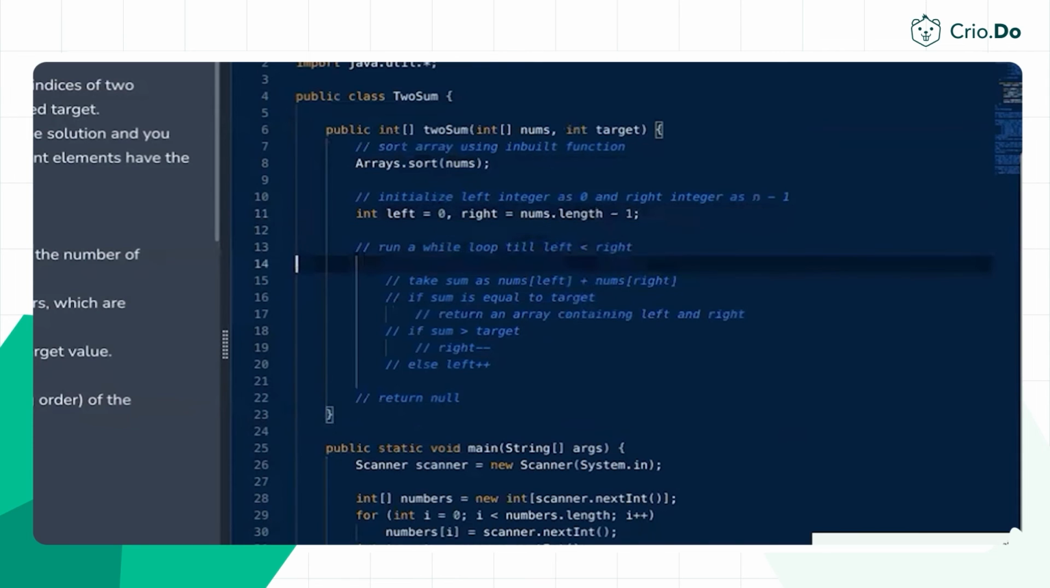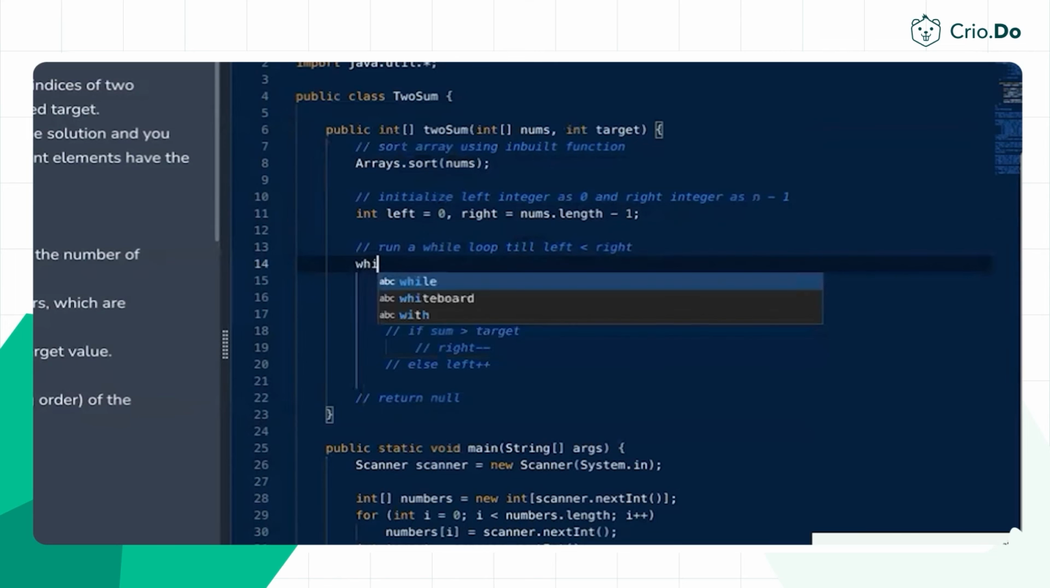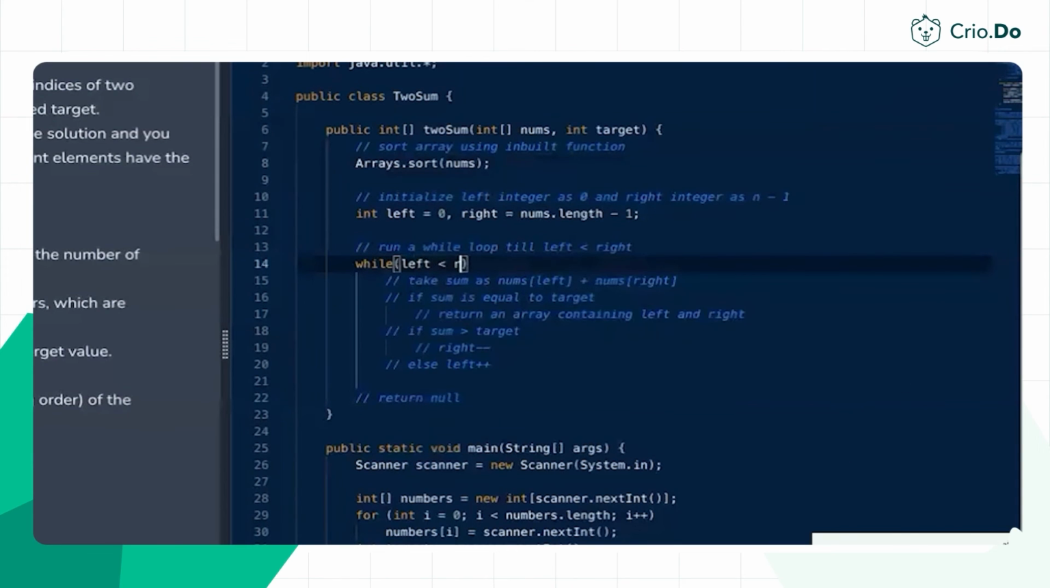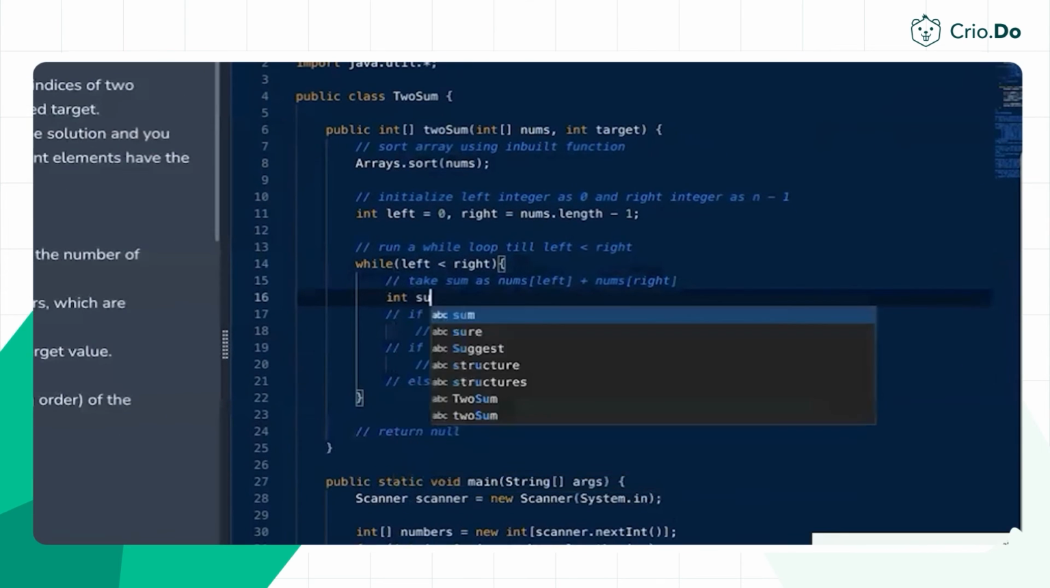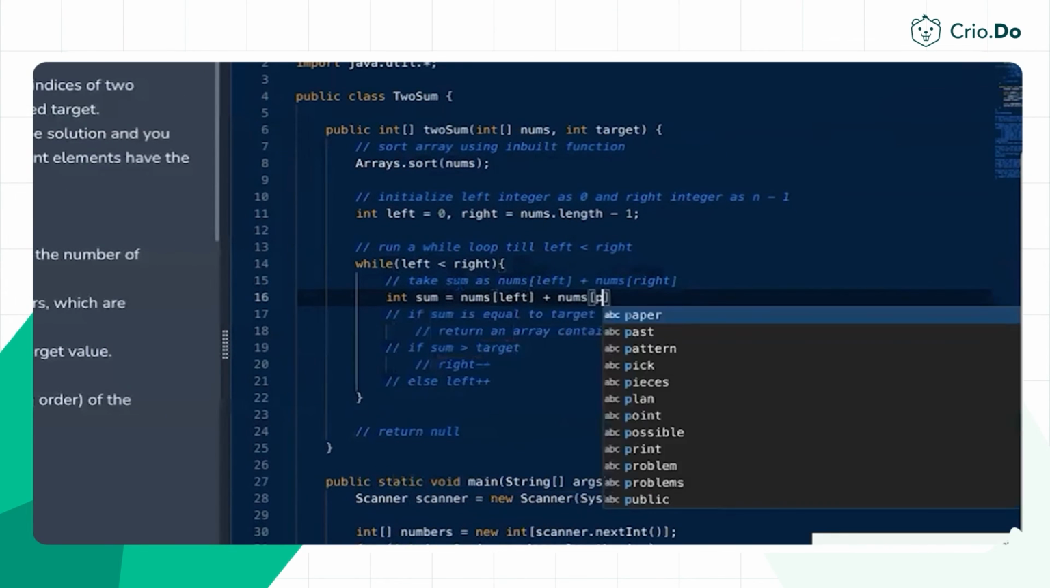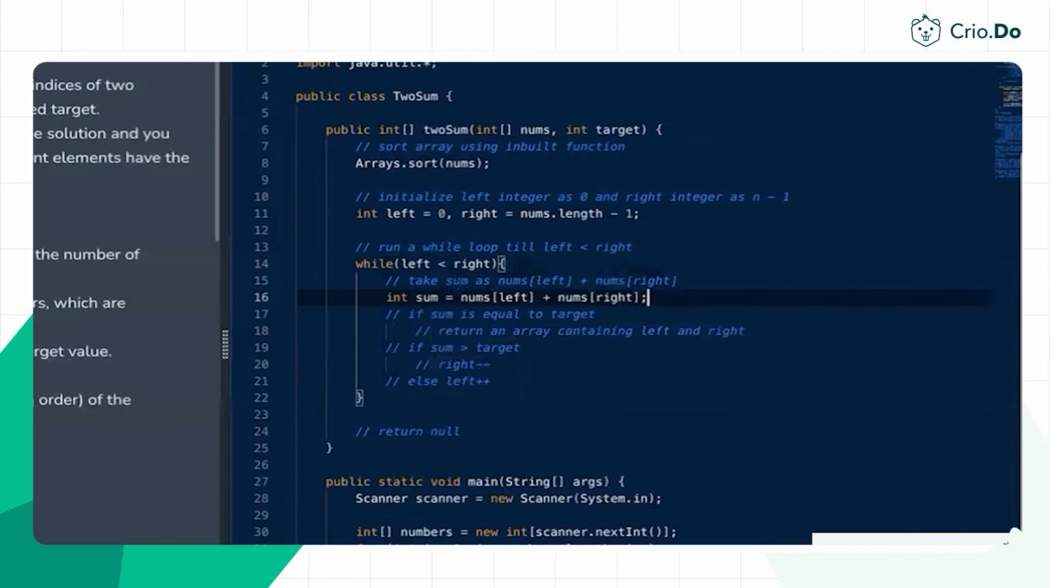Once the two pointers are initialized, run a single loop only until the point left is smaller than right. Because as soon as left becomes equal to right or more than right, there are no more pairs remaining. We have to take the sum as what? As nums of left plus nums of right, that is, the value at the current left pointer plus the value at the current right pointer.